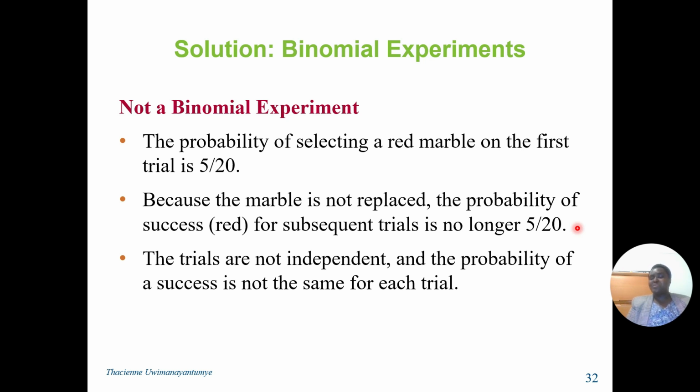So since we don't have the same probability of success, already we don't have a binomial experiment, because for a binomial experiment, the probability of success should always be the same for all the trials. And the trials are not independent, because for instance, for the second trial, the probability depends on whether we succeeded on the first trial or not. If for the first trial we succeeded and took a red one, then the probability for the second trial will not be the same. But if we failed on the first one, then the probability will still be the same. So you see, the probability depends on what we selected in the preceding selection. So this is not a binomial experiment.